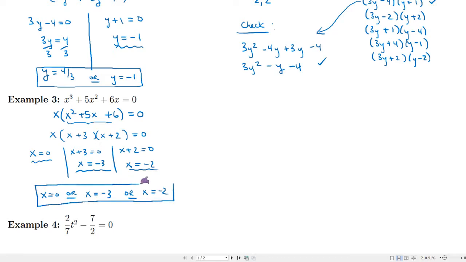So it's kind of funny, that one was actually a cubic, and generally cubics are harder to factor, but this one was not too bad because we had that common factor of x in it.